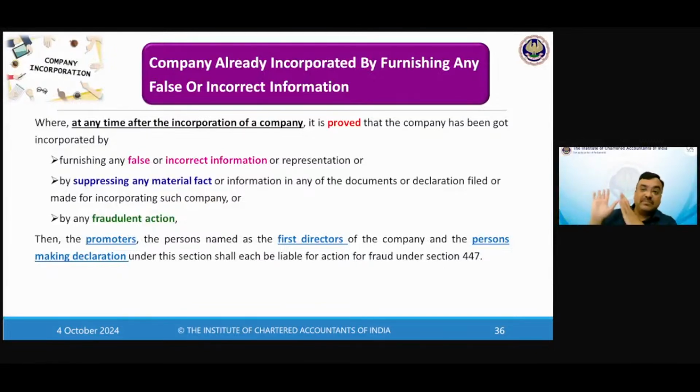कंपनी बन गई, बाद में मालूम पड़ा झूठ था उसके अंदर, जानबूझ के बातें छिपाई गई थी, जानबूझ के झूठ बोला गया, तो who will be liable? प्रमोटर्स, फर्स्ट डायरेक्टर्स, and person making a declaration that all the information are correct as required as per the Act and rules are compliant, right?